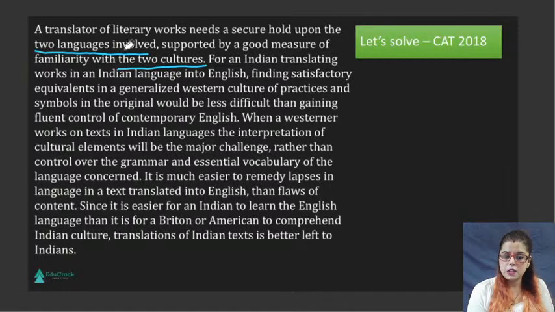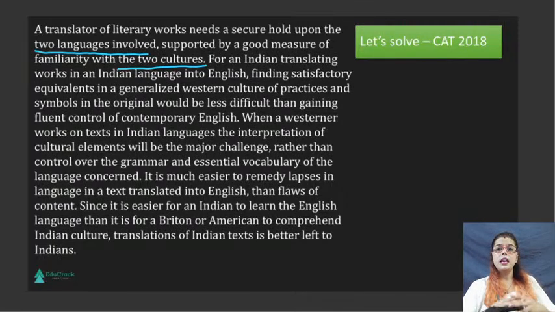So two languages involved, supported by a good measure of familiarity with the two cultures. Now, if we are talking about Hindi and English and I'm translating Indian text only, so I'm familiar with the culture here. But let's say English and Spanish, right? If I'm not familiar with Spain or with Spanish culture, or any of the countries where Spanish culture is seen, it will become difficult for me to translate, because translation is not just literal translation of words, right? Translation is also a translation of emotions involved. So I need to have an understanding of the culture. That is what they are saying, that a translator needs to understand the two languages, and he or she also needs to understand the two cultures.